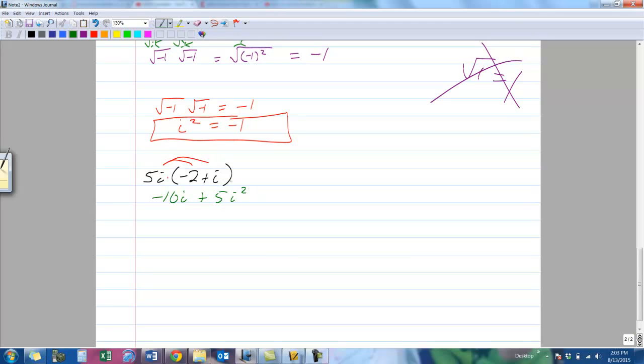The thing is, what did we just get done talking about? i squared is negative 1. So in other words, what we have here is negative 10. This is just a regular i. That's root negative 1.